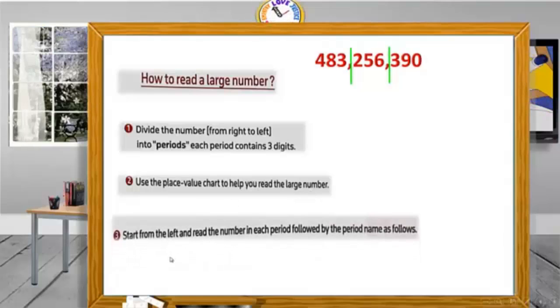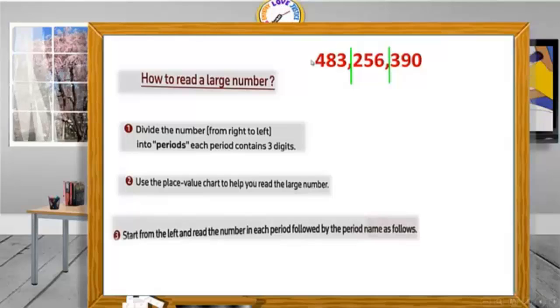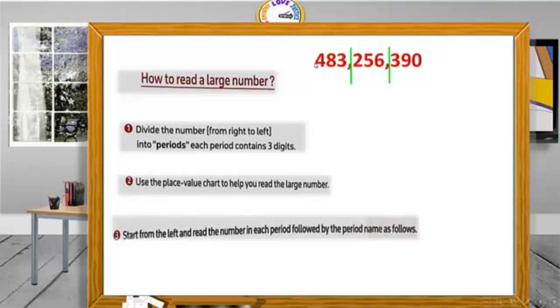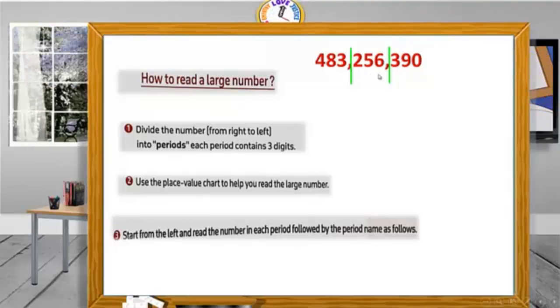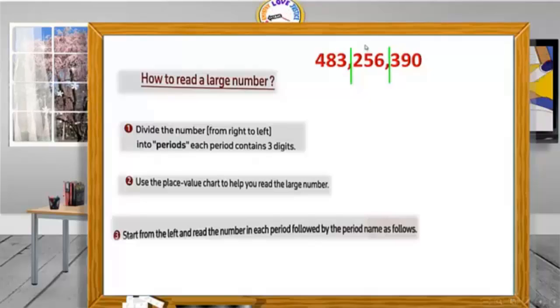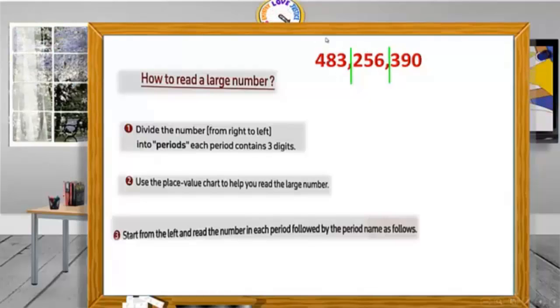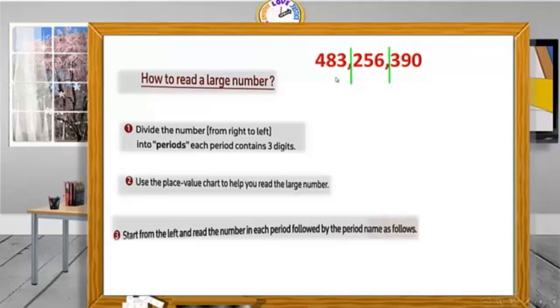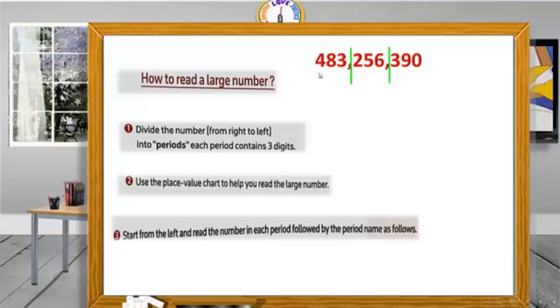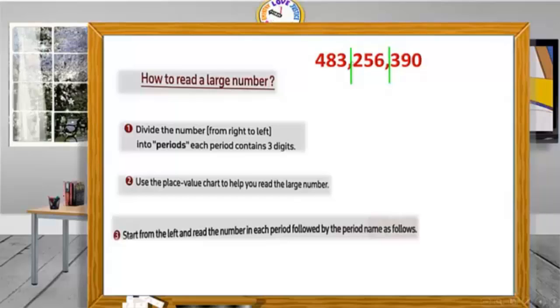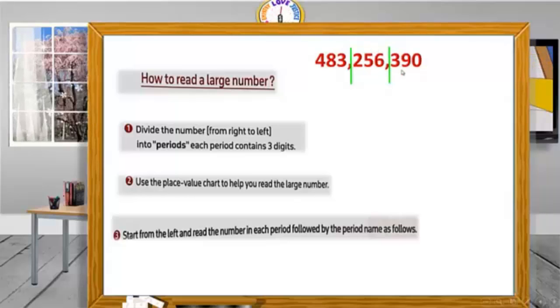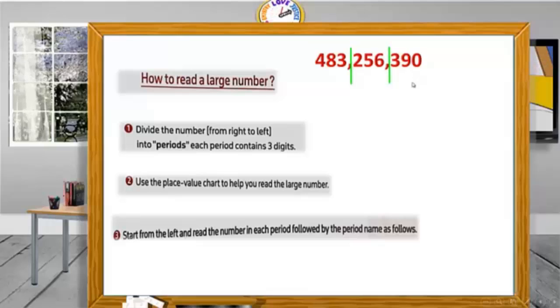Okay? Third step, start from left. When you start to read, start from left. First period is named ones. Second period is named thousands. Third period is named millions. Now we are ready to read the number. Start from the left side and say 483 what? 483,256,390. Now we can read the big or large number.